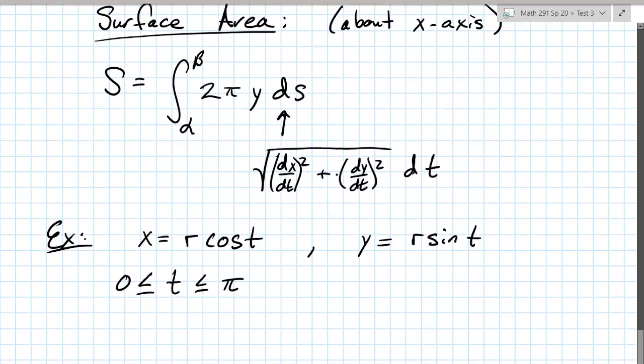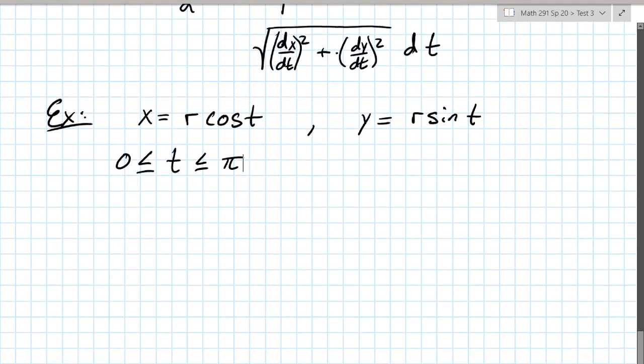So, as an example, we want to find the surface area of the shape x equals r cosine t, y equals r sine t. If you recognize this formula, this is a circle with radius r. You will notice also it starts at this point r, 0 and then rotates around like so.